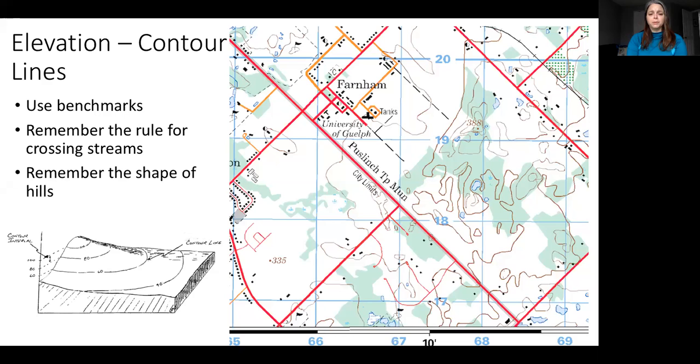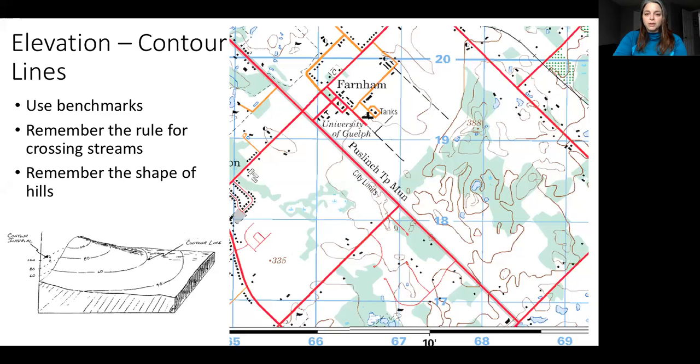So a couple things to keep in mind. Anything to do with the contour line or elevation is going to be these brown font or the brown numbers and these brown lines that we see through here. And again, looking at the legend, if you're unsure, will help us to figure some of those things out.